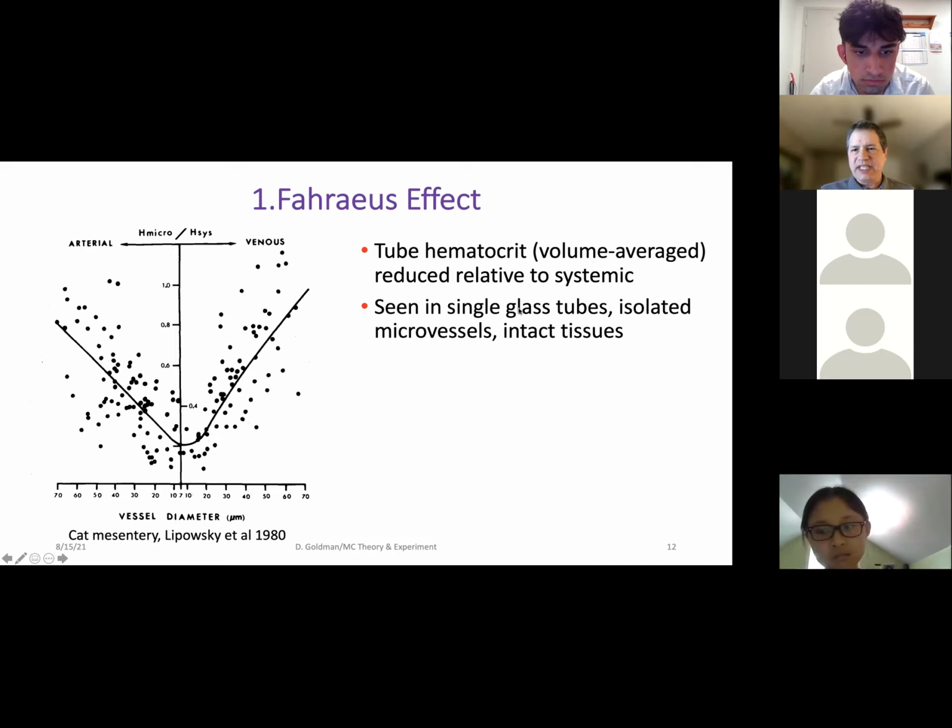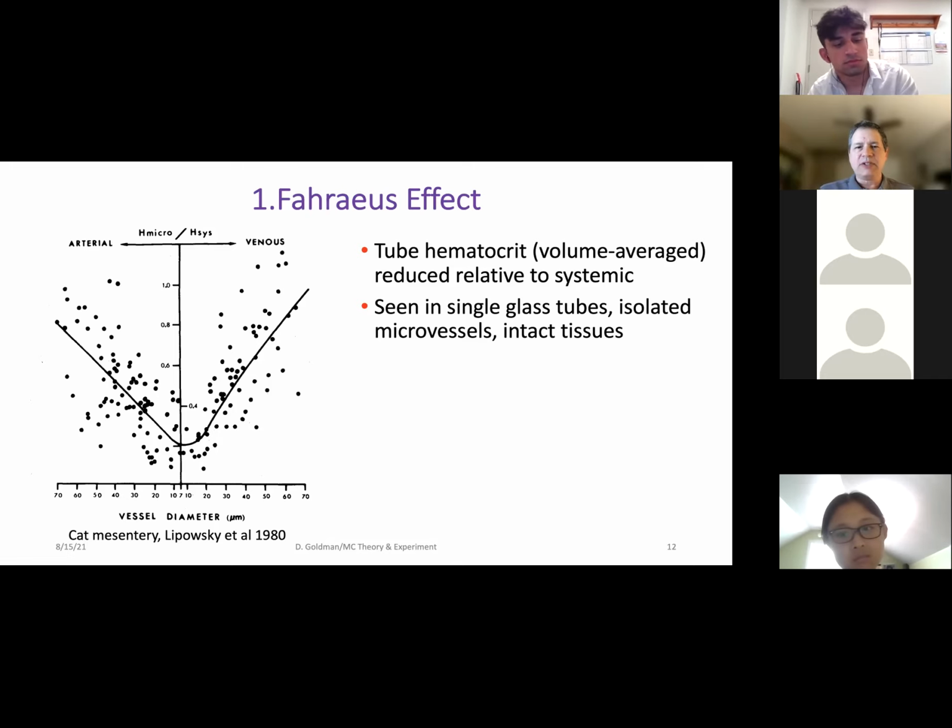And this is seen in glass tubes. I think it was first seen in glass tubes of just like small diameter, like 50 microns. It's seen in isolated microvessels. And it's also seen in intact tissue. So this result is from intact tissue. And so it doesn't depend on the biology really of the walls. It just depends on the red cells and the fact that the vessels are very small. Okay.